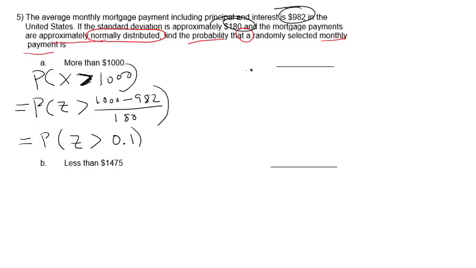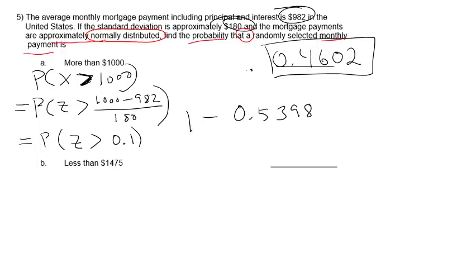Well, this is opposite the table. So it is 1 minus what the table tells me, which is 0.5398. When you do the math, you get 0.4602. And there's your final answer. The probability that X is less than 1475. Same deal. First step is we need to get to the table. We're going to subtract the mean.